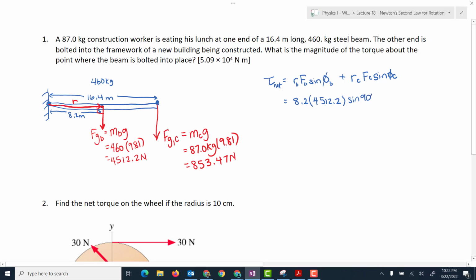Okay, so before we move on, we need to decide, is this causing a positive torque or a negative torque? Is the rotation going to be counterclockwise? That would be positive torque. Or is it going to be clockwise? That would be a negative torque.